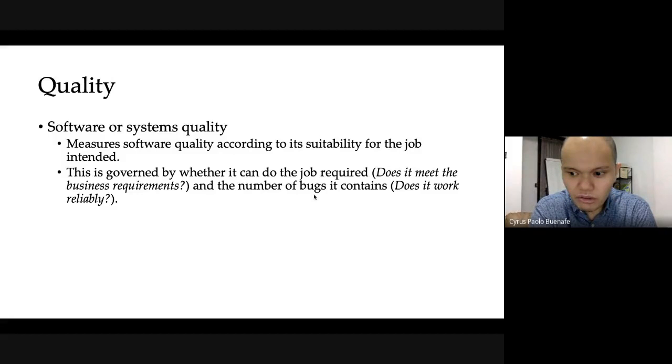Now, there are many types of quality. One is the software and systems quality. So it should answer a couple of questions, right? It should answer, does it meet the business requirements and does it work reliably?